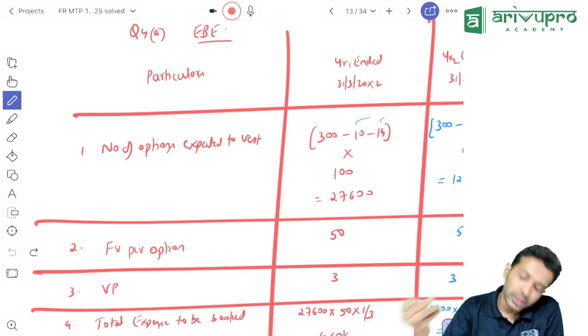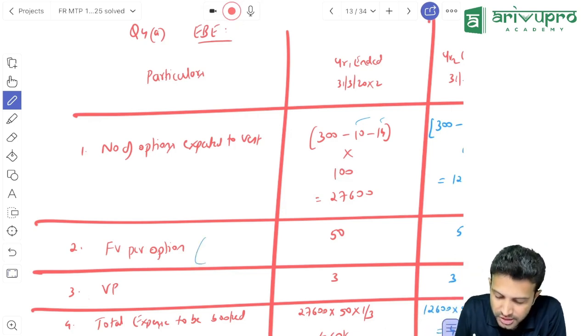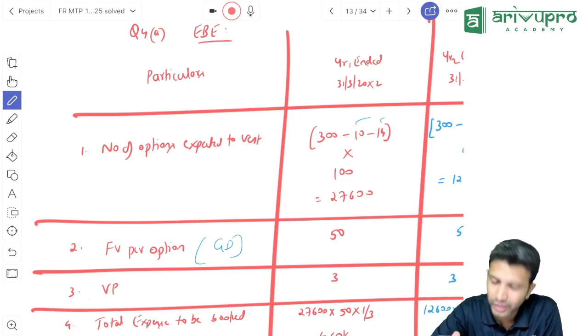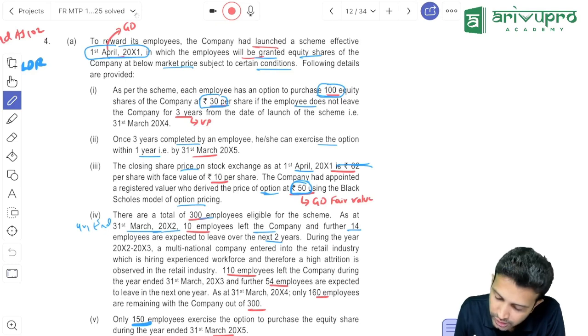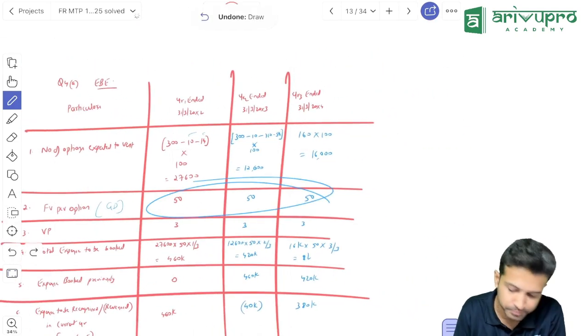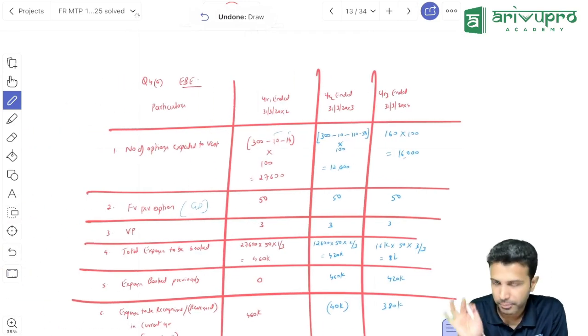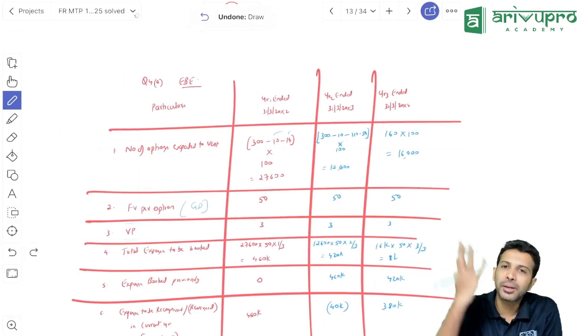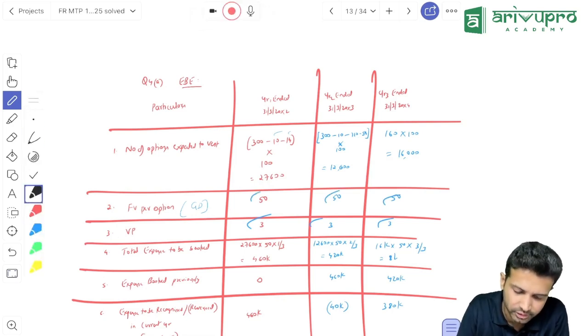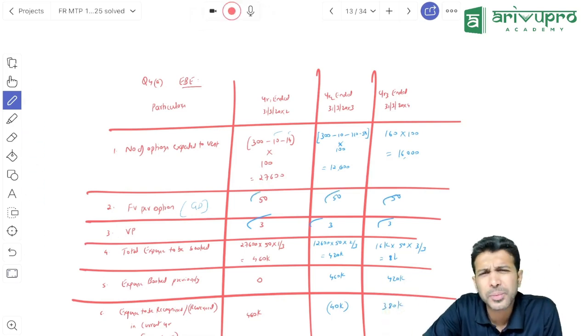Okay, next, the fair value of the option. Since it's an equity settled plan, we only take the fair value on the grant date, because for equity there is no remeasurement. Yes, on the grant date using the Black-Scholes model, the fair value of the option is 50. This will stay the same throughout. Then the vesting period. The vesting period is how many years? 3 years. This will also be the same throughout. There will be no change in this. Next, total expense to be recognized.